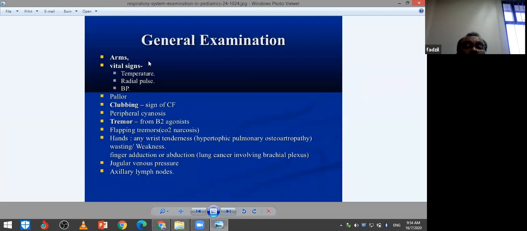Then, in our country, I would like to examine the arm first, because in some places you can examine the head immediately, but in our country it is not culturally acceptable. We don't like people to examine the head first, so examine the upper limb first. Look as usual, with the pulse, BP, pallor, clubbing, peripheral cyanosis, tremor, flapping tremor, hands. Is there any wrist tenderness, wasting, weakness, fingers? It's more difficult for adults, usually not involved, and adults as well.